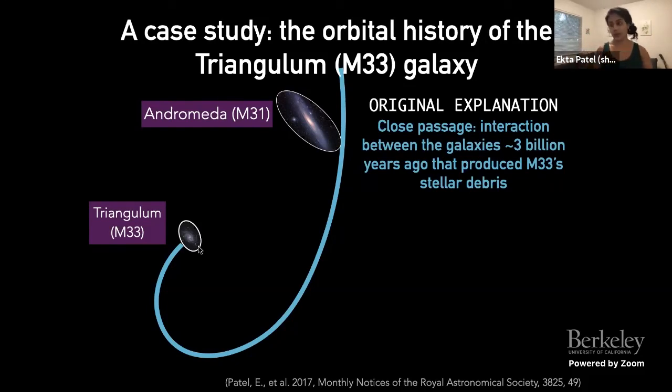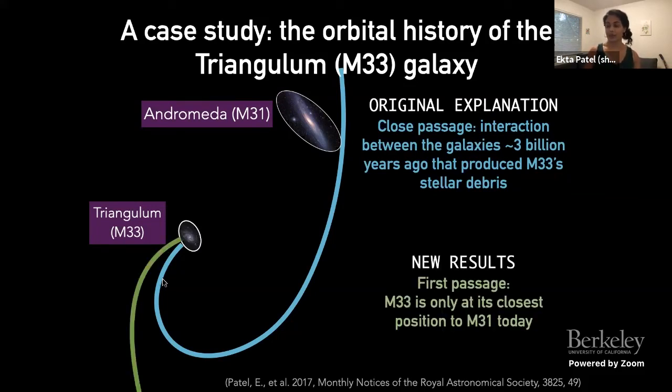While I was in graduate school, by that point, the proper motion of Triangulum and Andromeda, which is what gives you that full three-dimensional knowledge of how these two galaxies are moving relative to each other, became available. And so we were able to more rigorously ask, if we predict what the orbital history of Triangulum was, does it match this original picture, which could then potentially explain that stellar debris? And what we found was no.